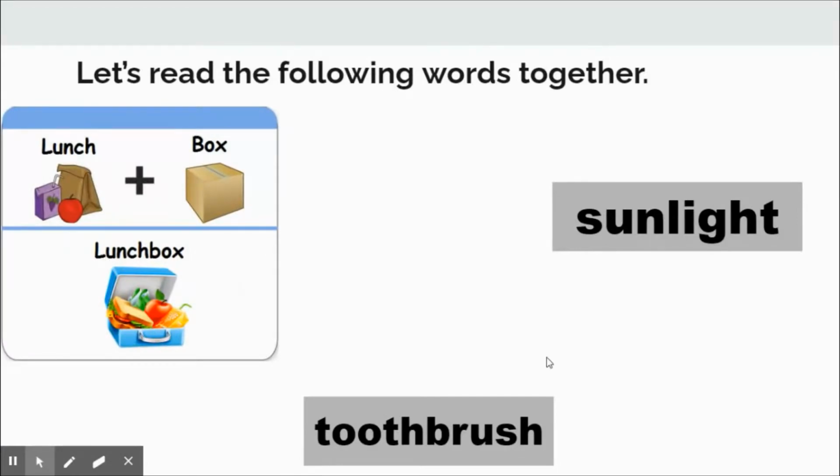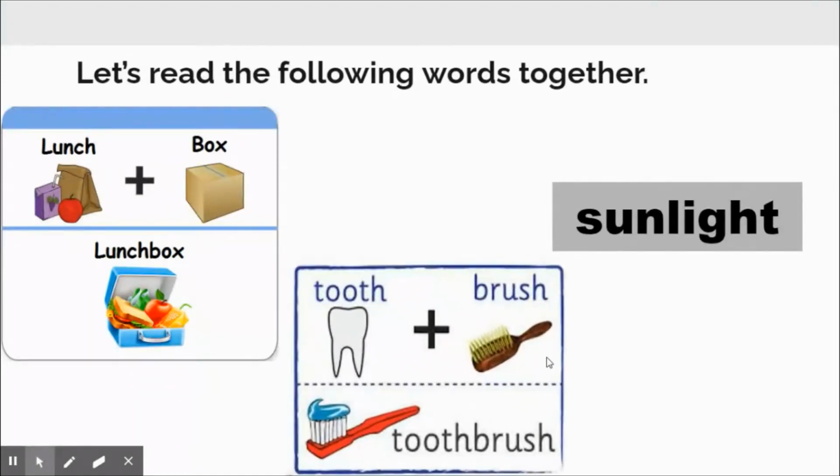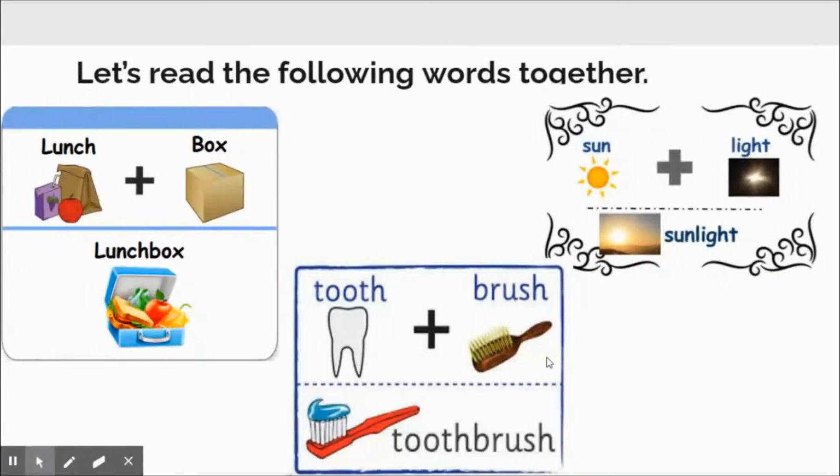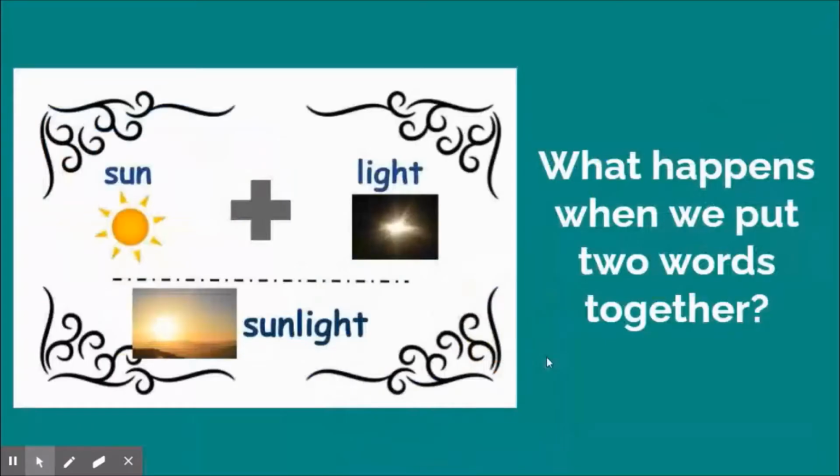Lunchbox. The next one is toothbrush. Toothbrush. Yep, there it is. And the last one is sunlight. Say sunlight. Very good. Sunlight, right? Okay. Did you notice something here? What did you notice? I hope you're noticing the same thing that I am noticing.